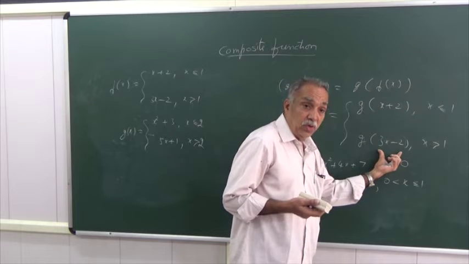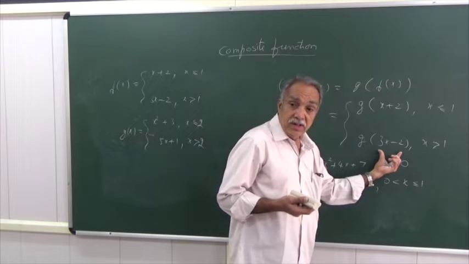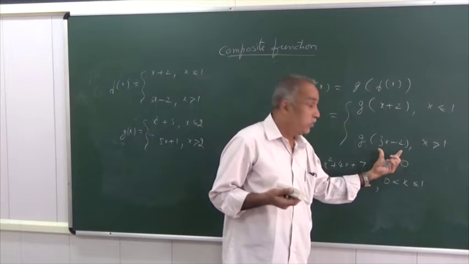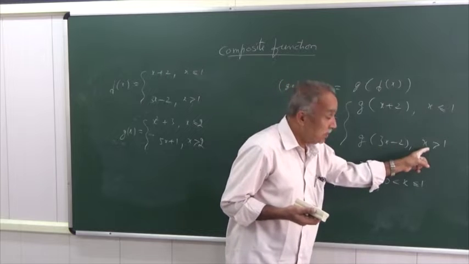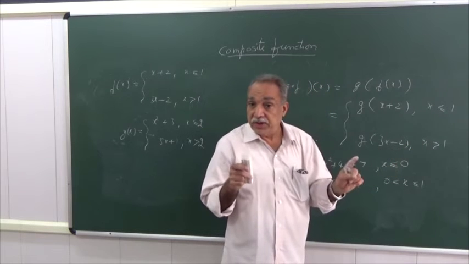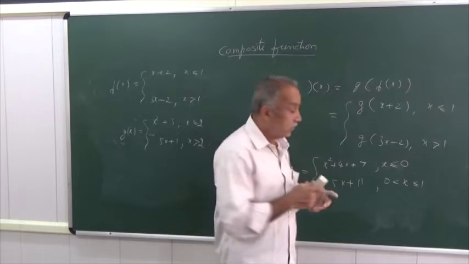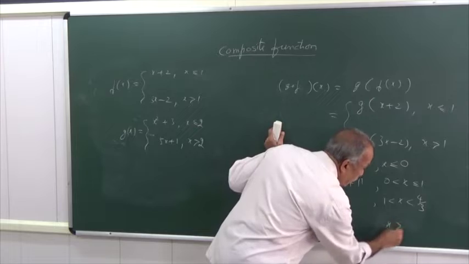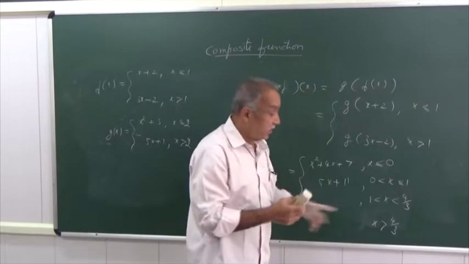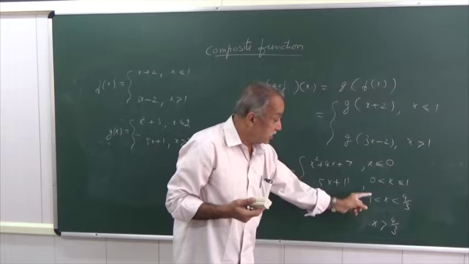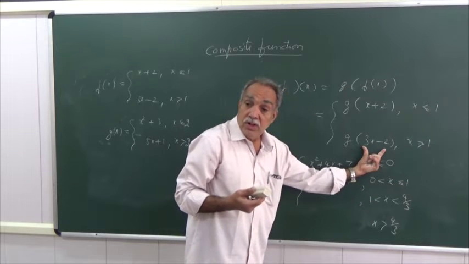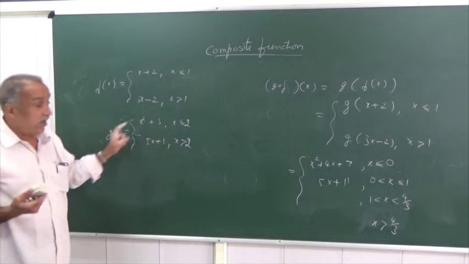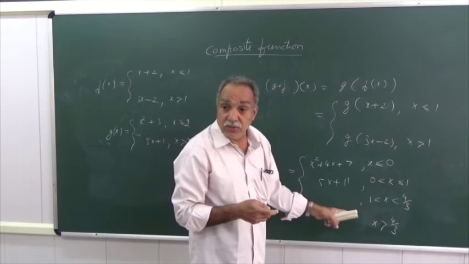X is equal to 4 by 3. 3x minus 2 equal to 2 means x is equal to 4 by 3. When x equal to 4 by 3, this will be 2. So, split this interval like 1 to 4 by 3 and then 4 by 3 to infinity. Where should I include 4 by 3? In this line or in this line? When x is 4 by 3, this will be equal to 2. Which line will be applicable when number is equal to 2? First line. So, where should I include 4 by 3?